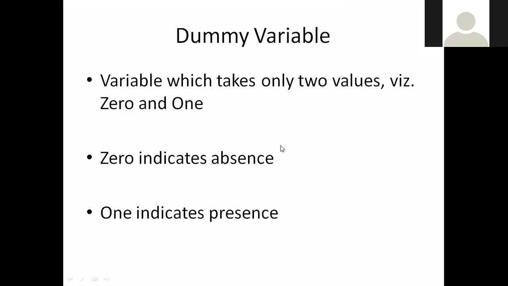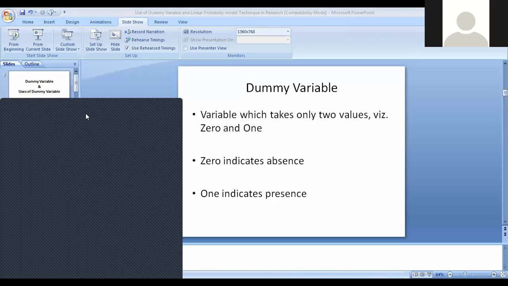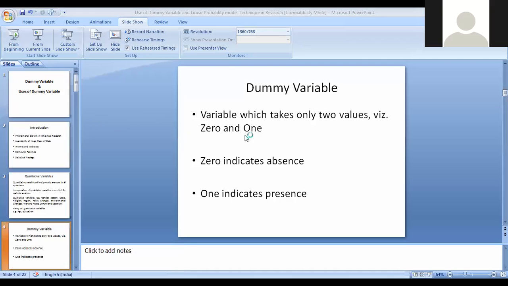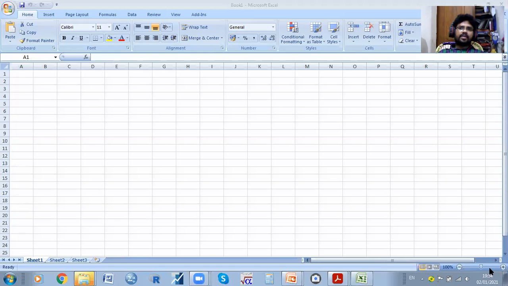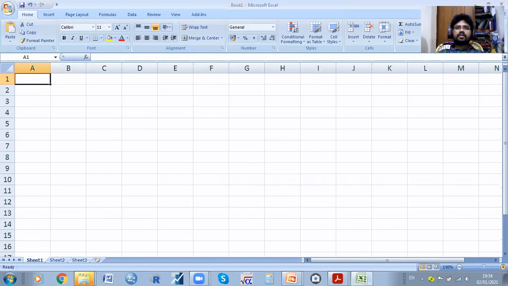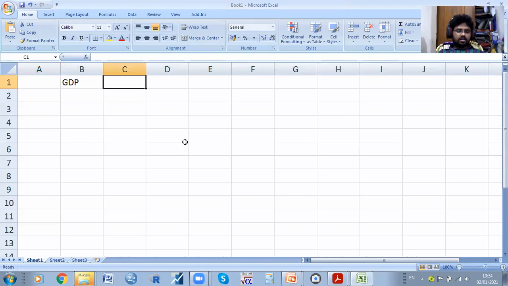Okay, if you don't mind, I will show you, don't worry. I think it is visible, this Excel sheet. See, for example, this is GDP data, and this is the exports.